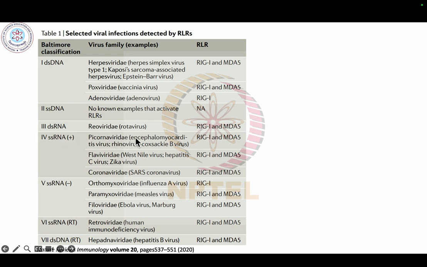Single-stranded RNA, picornaviridae, encephalomyocarditis virus, rhinovirus, Coxsackie B virus, RIG1 and MDA5. Flaviviridae, West Nile virus, hepatitis C virus, Zika virus, RIG1 and MDA5. Coronaviridae, SARS coronavirus. Single-stranded RNA, orthomyxovirus, that is influenza virus, paramyxovirus, measles virus, filoviridae, Ebola virus, Marburg virus, single-stranded RNA, retroviridae, human immunodeficiency virus, double-stranded DNA, hepadnaviridae, RIG1 and MDA5.